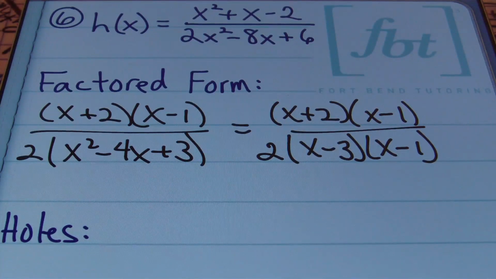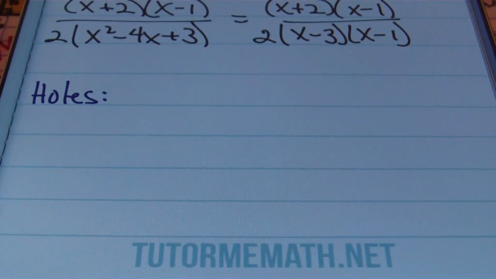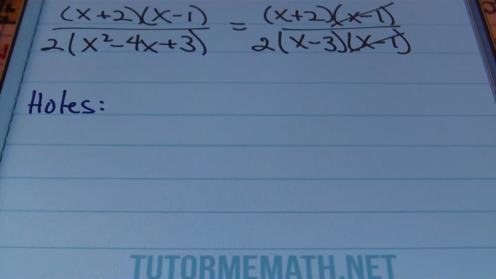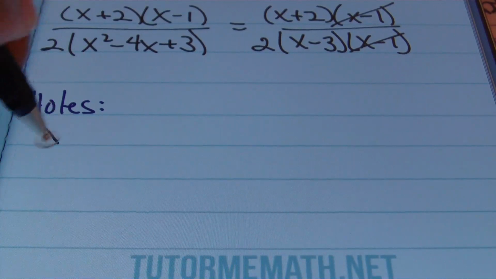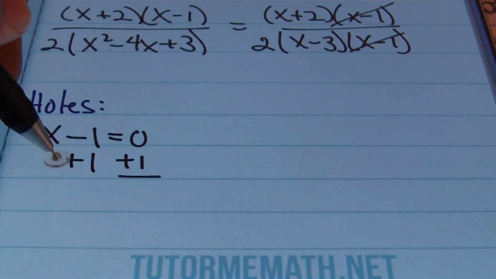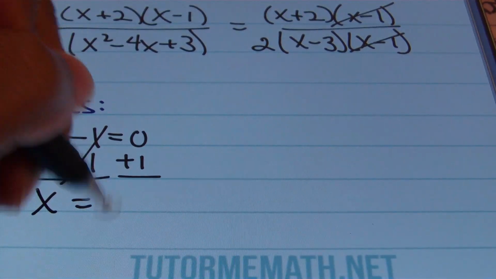So notice we can cancel out these (x minus 1)s here. Our (x minus 1)s can and will be canceled out, and that leaves us with a simplified function, which is (x plus 2) divided by 2 times the quantity (x minus 3). Keeping in mind that the factor that was canceled was x minus 1, we'll set x minus 1 equal to 0 and solve for x, to find out that x equals 1.